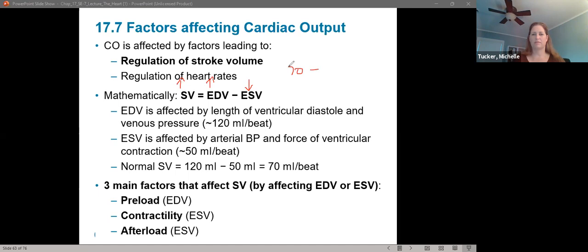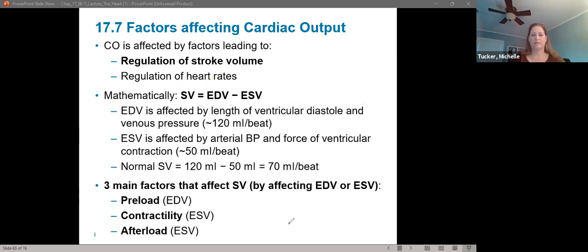Okay. So if you did both, let's say we started out with, actually, let's go with something bigger. Let's go with 130 minus 40, we would end up with a stroke volume of 90 mils per beat. If we increase end diastolic volume and we were to decrease end systolic volume, then you end up with a much greater stroke volume. So these can be done separately or together.